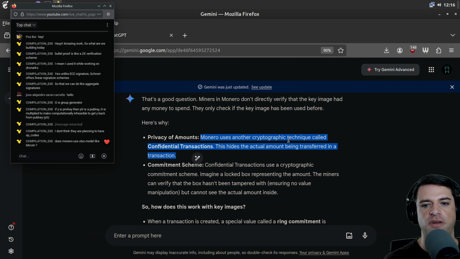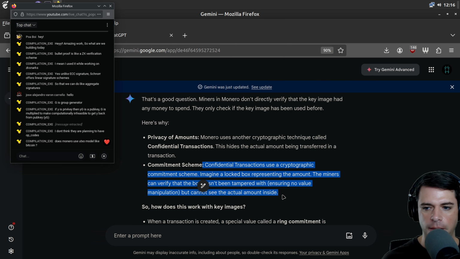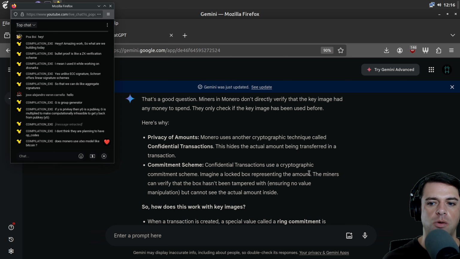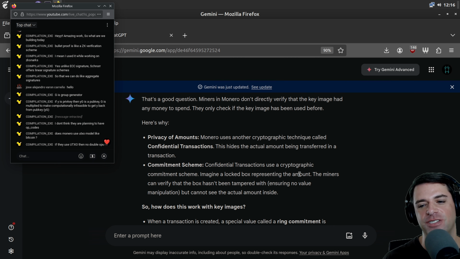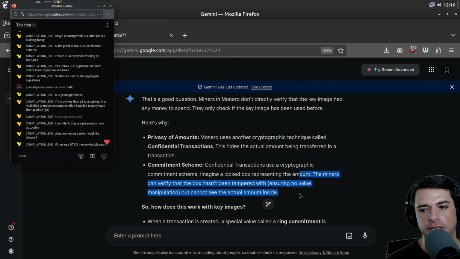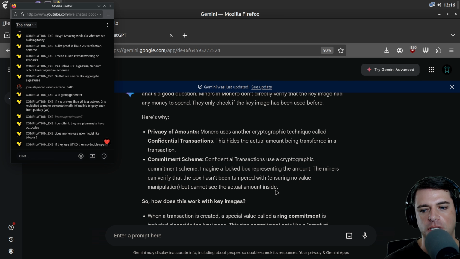Monero uses another cryptographic technique called confidential transactions. This hides the actual amount being transferred in the transaction. There's some commitment scheme. Imagine a locked box. Al Gore would approve. It's an Al Gore joke, because we're very timely on the show. The miners can verify that the box hasn't been tampered with, but cannot see the amount inside.